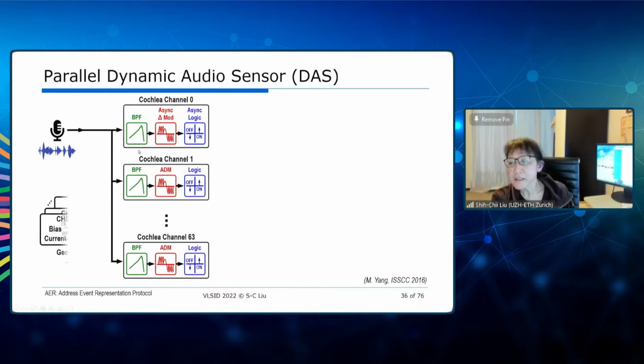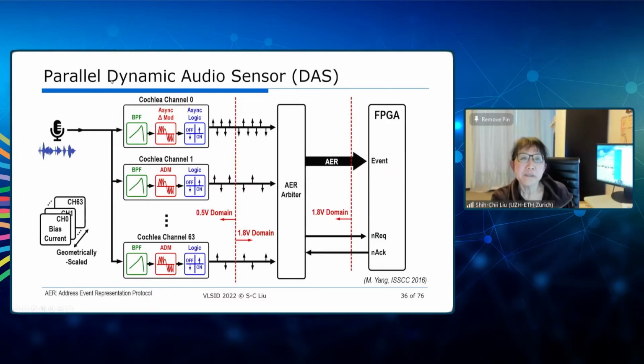But in the later cochleas, what we did was we connected them in a parallel architecture. So now the microphone input goes to 64 channels again. So we still have the bandpass filter, but now the bandpass filter is a fourth order bandpass filter. The spikes are generated not by integrate-and-fire neurons, but rather using an asynchronous delta modulation method. But the spikes are still transmitted off using the normal AER asynchronous logic.